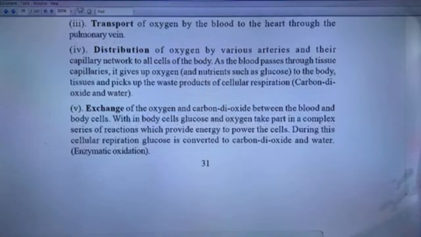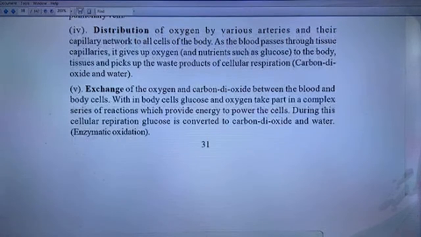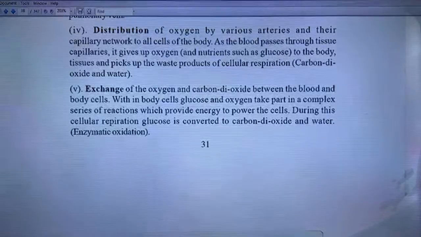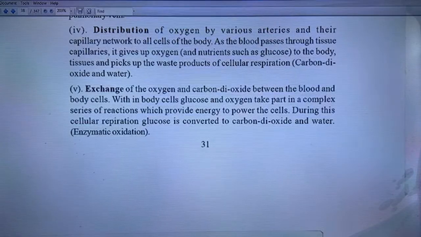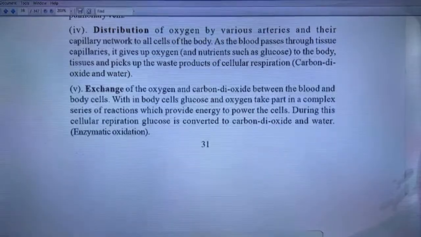by the blood to the heart through the pulmonary vein, distribution of oxygen by various arteries and their capillary network to all cells of the body as the blood passes through tissue capillaries. It gives up oxygen and nutrients such as glucose to the body tissues and picks up the waste products of cellular respiration, carbon dioxide and water. Exchange of the oxygen and carbon dioxide between the blood and the body cells.